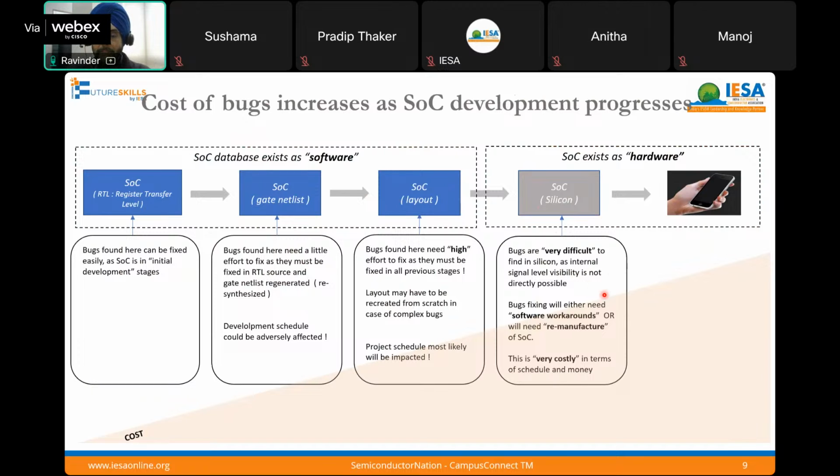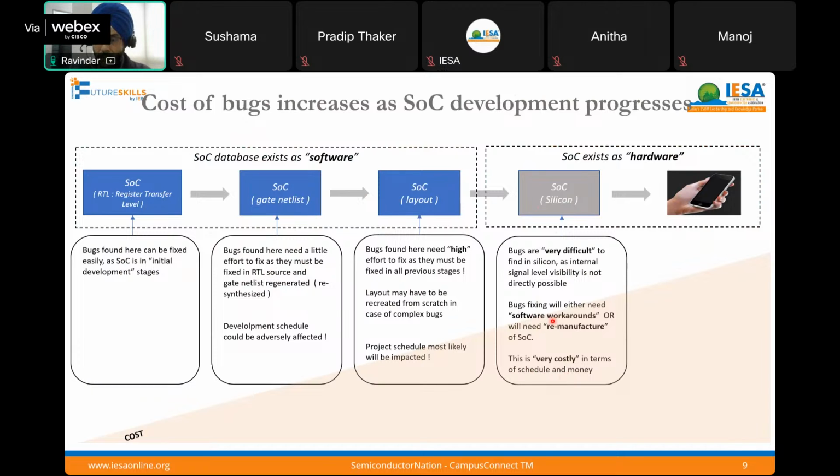And for bug fixing, the first approach is: do we have a software workaround? Can we work around this bug through software fixes? If not, if it's a fatal bug, then we have to fix it right from the beginning, going through the entire process again, and then a remanufacture of the SoC. Which means that it is very costly in terms of schedule and money at this stage.